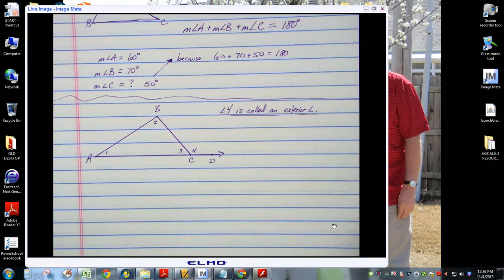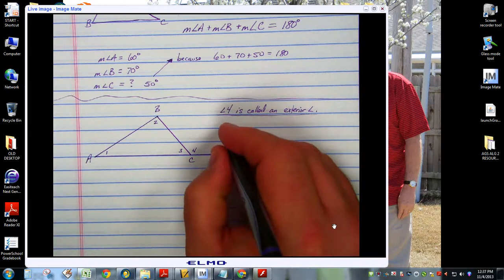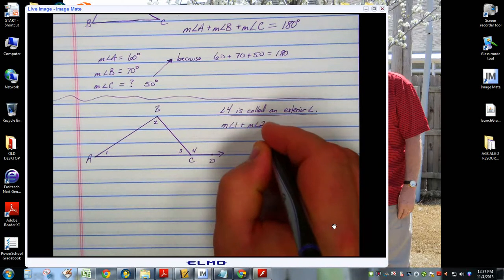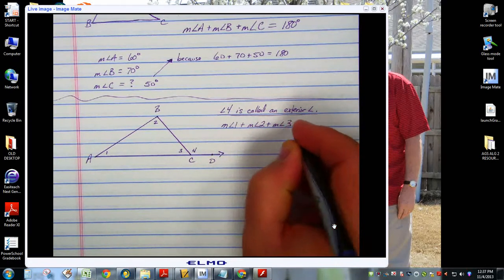I want to see if we can figure anything out about the measure of angle 4. All I know about a triangle so far is that the measure of angle A plus the measure of angle B plus the measure of angle C, the three interior angles of a triangle, add to 180. So I could say that the measure of angle 1 plus the measure of angle 2 plus the measure of angle 3 should all equal what?